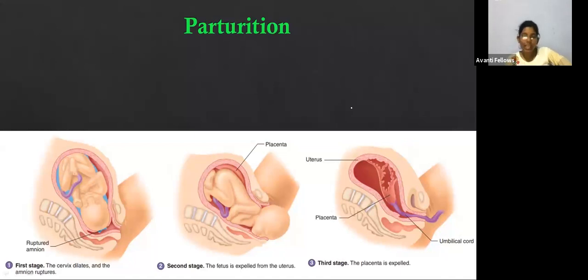But sometimes the septum fails to develop. At that time, the person will have a hole in the heart. Soon after the parturition, the hole starts to close. Okay, this is about the parturition.